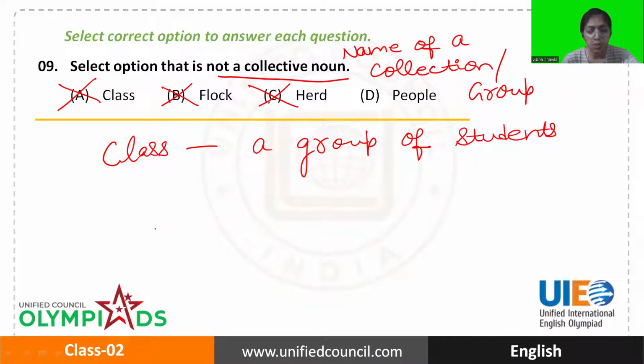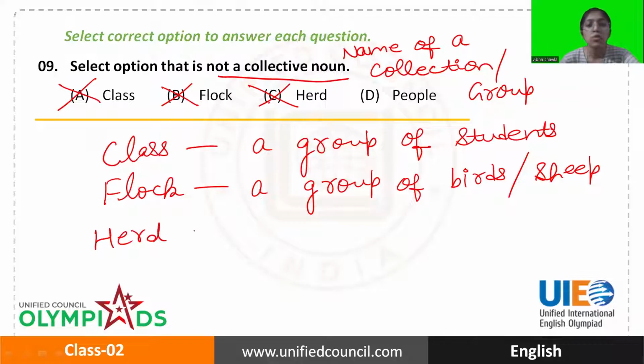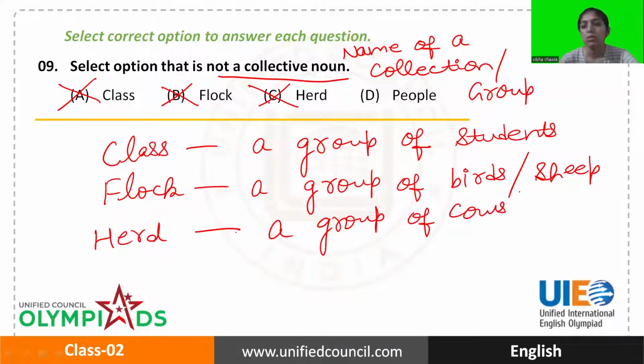Flock, if I talk about flock, we say flock of birds, flock of sheep. It's a group of birds or sheep. Herd, we say herd of cows, herd of elephants. Okay, herd is a group of cows, elephants.